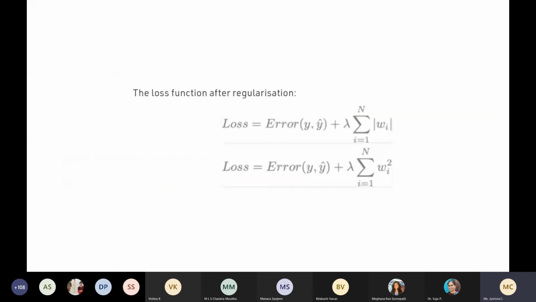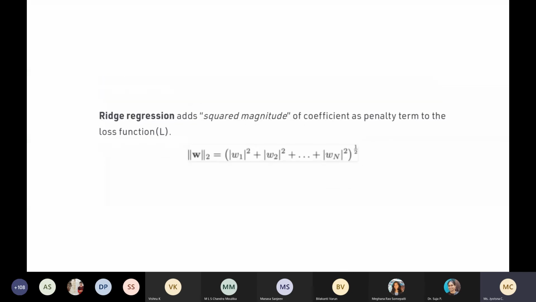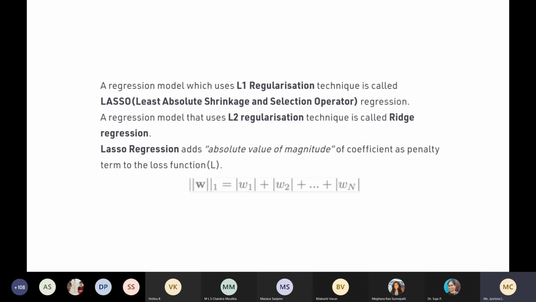So mainly we are looking at two things, L1 regularization and L2 regularization. Only that I explained. Hope you understood what regularization is. It is trying to avoid overfitting. How does it avoid overfitting? It gives a penalty and tries to avoid overfitting.